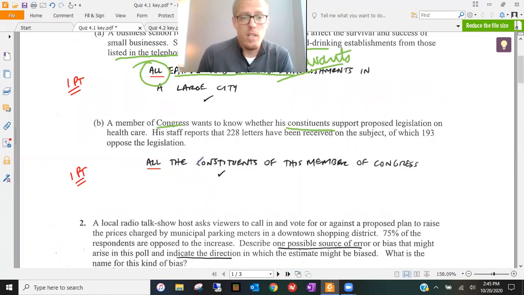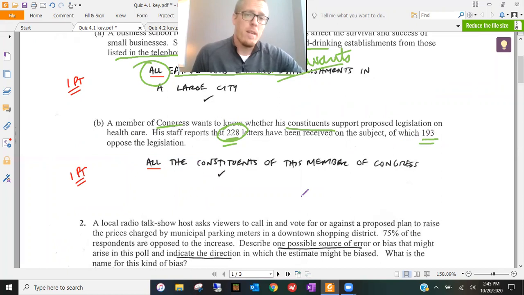So he's supporting legislation on healthcare. His staff reports that 228 letters have been received on the subject, of which 193 oppose this legislation. So there's some law that's coming by. All we want to know about is who's the population in this scenario. And we have, without using the word, a sample right here.